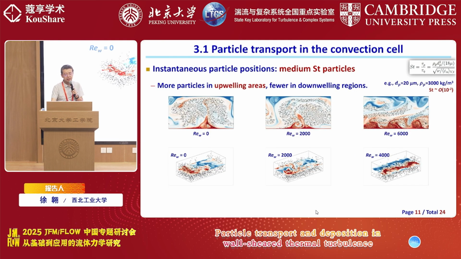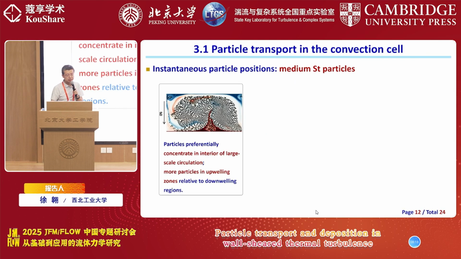And when we increase the diameter of the particle or we increase the density of the particle, we come to the so-called medium Stokes particle. And we observe that there are more particles in the upwelling regions and few particles in the downwelling regions.